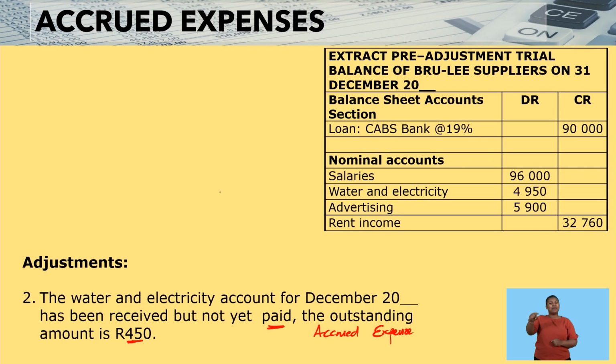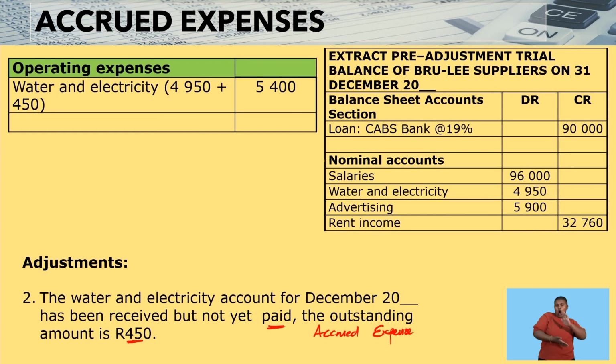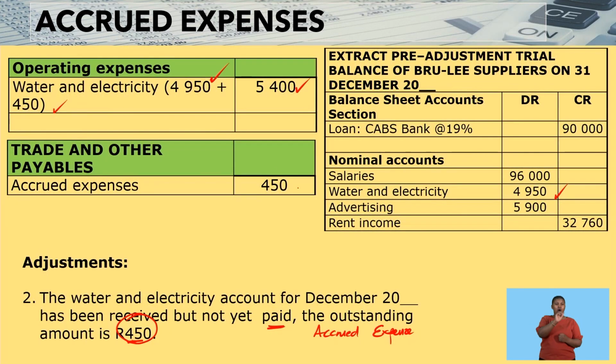And when we come to the statement of comprehensive income, we take the amount in the nominal accounts, water and electricity, 4,950. And then we have to consider that there is an amount outstanding of 450. So we come and we add it. And then we end up with 5,400. So when we prepare the statement of comprehensive income, our accrued expenses, we add them. But when we prepare the statement of financial position, they come to trade and other payables. And then you have your accrued expenses, that is 450.